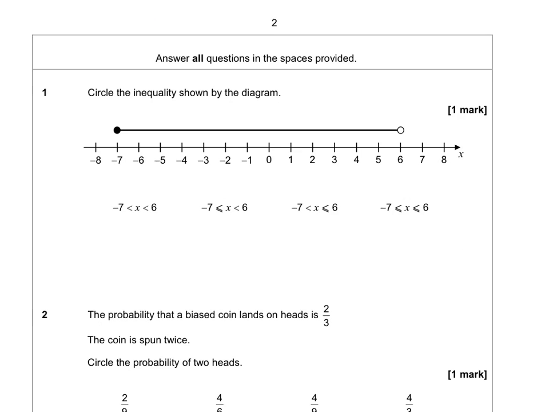Question 1. Circle the inequality shown by the diagram. The closed circle on -7 means that -7 has to be included, which would automatically rule out these two options here. The open circle at 6 means that 6 is not being included, which would rule out this option, so the answer is x is less than 6, x is greater than or equal to -7.